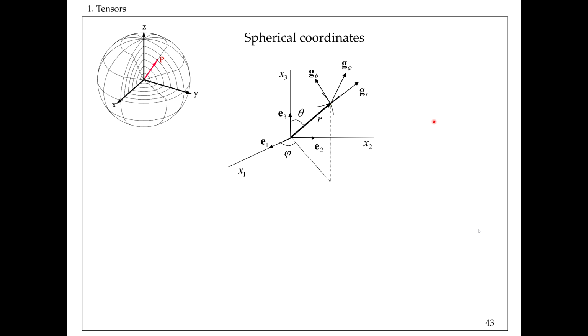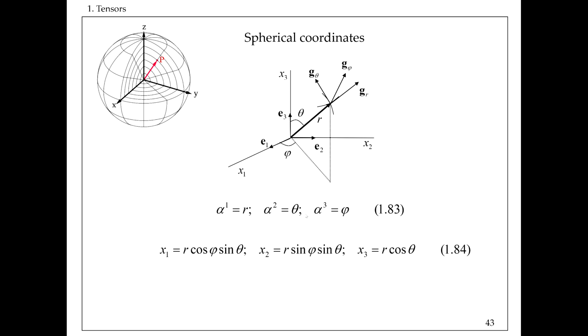So we still have these three coordinates, right? In our case, we have the radius, and also the out-of-plane angle, let's call it theta, defined as the angle between e3 and the position vector r, and then we have our in-plane angle phi.